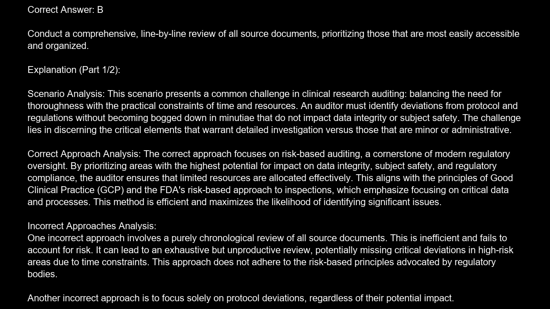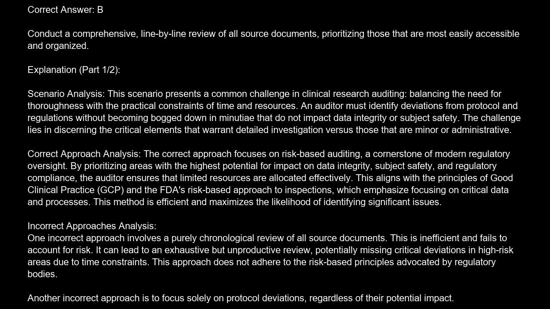Correct approach analysis. The correct approach focuses on risk-based auditing, a cornerstone of modern regulatory oversight. By prioritizing areas with the highest potential for impact on data integrity, subject safety, and regulatory compliance, the auditor ensures that limited resources are allocated effectively. This aligns with the principles of good clinical practice, GCP, and the FDA's risk-based approach to inspections, which emphasize focusing on critical data and processes.